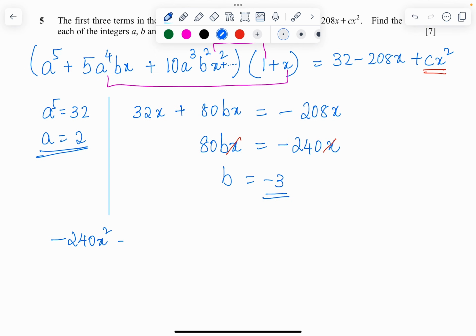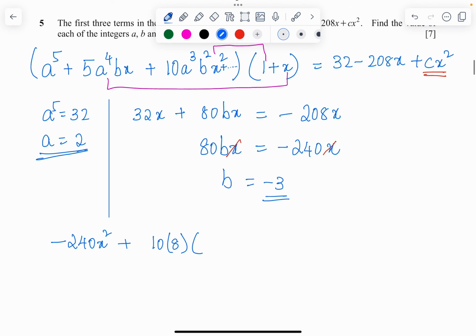Plus 10a^3. a^3 is 8. 10 times 8 is 80. If you get confused, I will write a^3. a^3 is 8 times b^2. -3 whole squared is 9. And this x^2 times 1 also gives us x^2, which must be equal to cx^2.